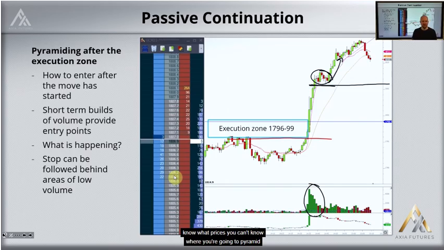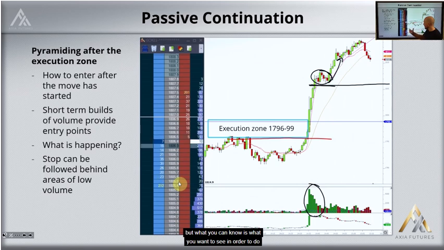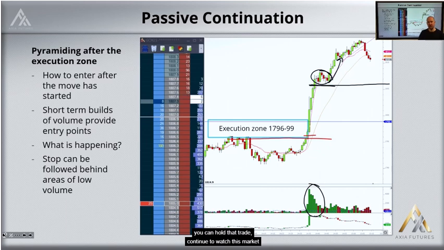And that's the idea behind this, that you're using this order flow momentum to pyramid the trade. You can't know what price is, you can't know where you're going to pyramid, but what you can know is what you want to see in order to do so. You know what you're after. You can see these pockets of low volume, that's what you're after. You can also place your stop behind them. That gives you protection. You've now got a defined exit, which based on the initial entry down here, is pushing 90 ticks on side. And you've also got potential to add on. There was an opportunity to add on at 06 just there. With a defined stop of 10 ticks, you can hold that trade, continue to watch this market move towards the upside.